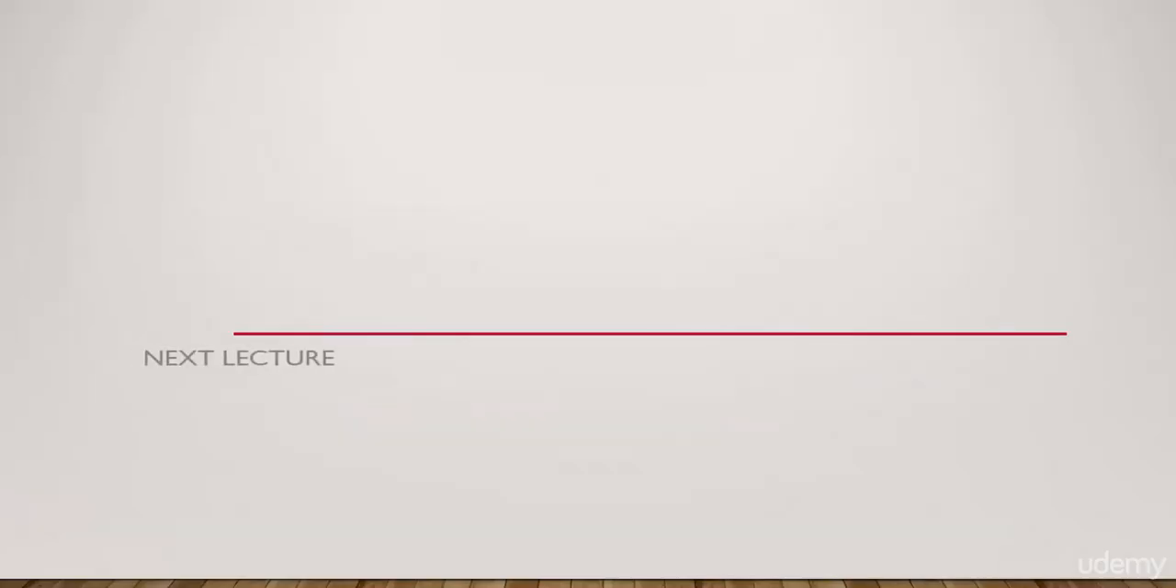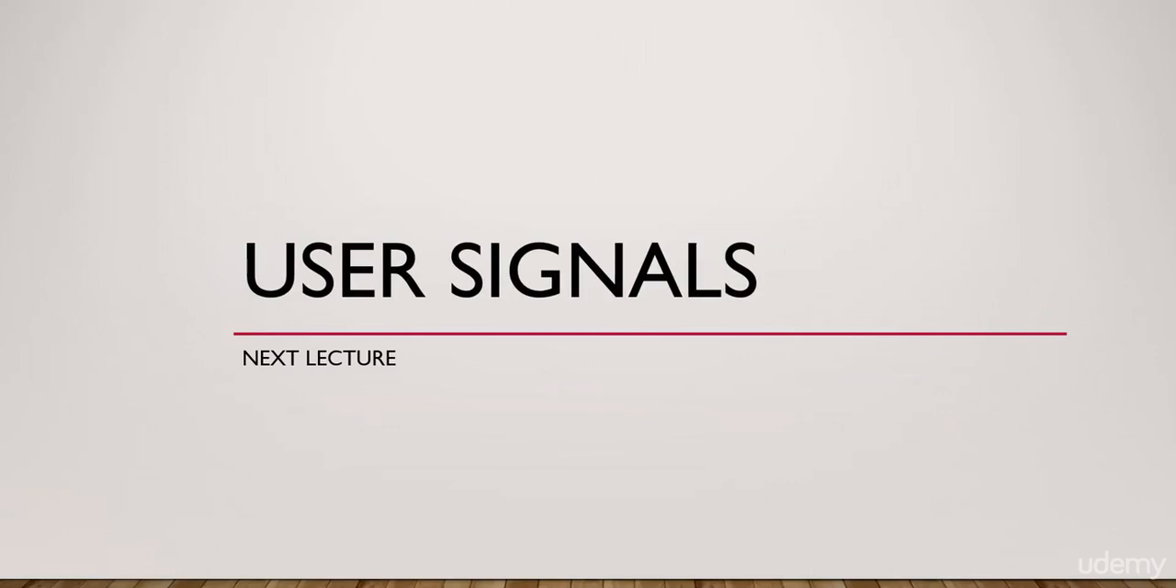In the next lecture, you will learn 3 different types of user signals and how Google knows about these user signals of your site and what Google can do by using those user signals.